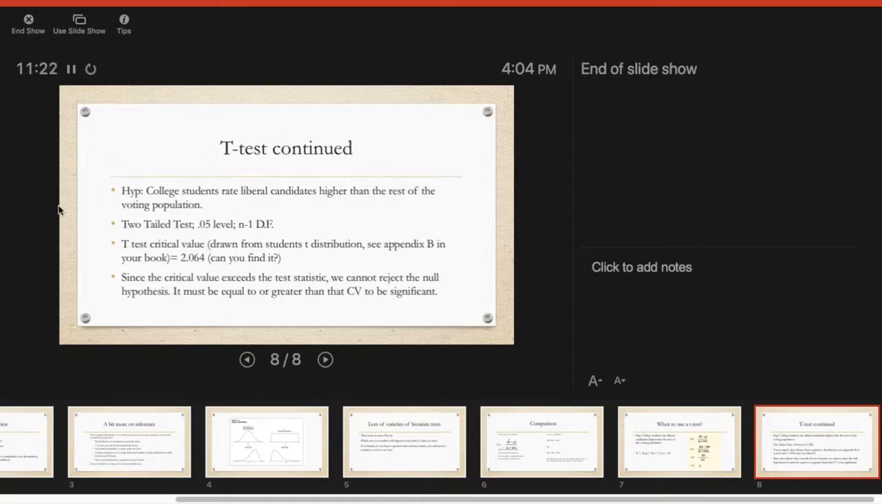So what is the decision now? Well, if your test statistic is equal to or greater than the critical value, then you have a statistically significant finding, which means that there is, in fact, a difference between college-age voters and their rating of liberal candidates compared to other voters. If you find no statistically significant difference, then remember, we have to accept the null hypothesis that at that point there is no difference between college-age voters and the rest of the voting population. All right, so far so good.